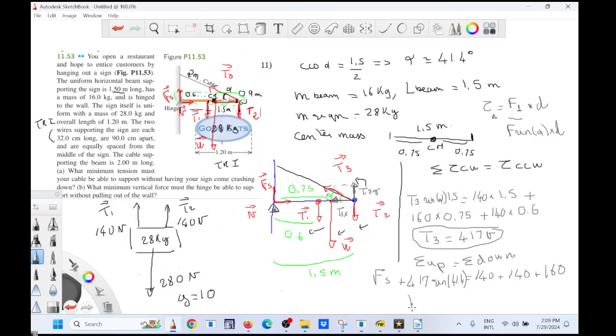So about 160, about 164, if you want to keep 3 significant figures, and this is because I tried to simplify here, and I took this.